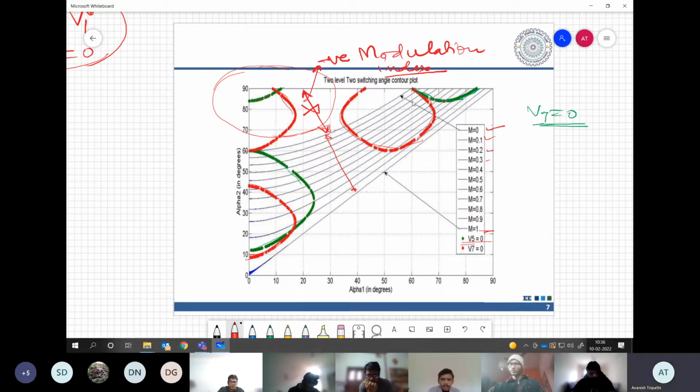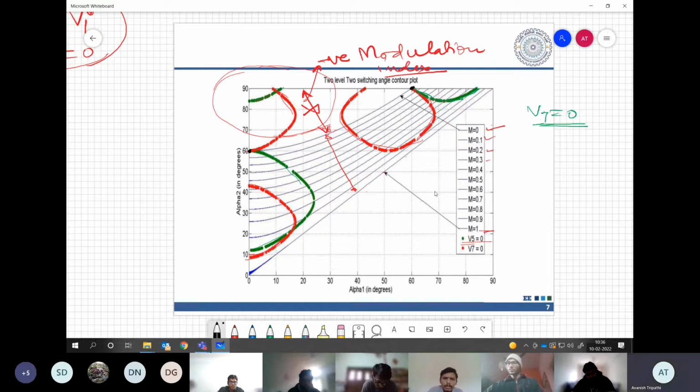Now you pick up any modulation index and you see, can we eliminate two harmonics together? This possibility is there only for m equal to 0. Only for this point, the two graphs V5 equal to 0 and V7 equal to 0 are meeting. Any other point, this possibility is not there. These both have deviated a little bit, by the way. This is only a little bit thicker dot, so it looks like overlapping, but it's actually not like that. These have deviated.